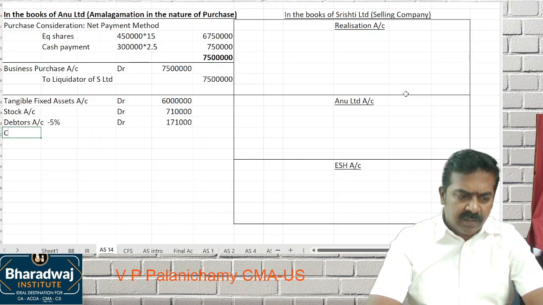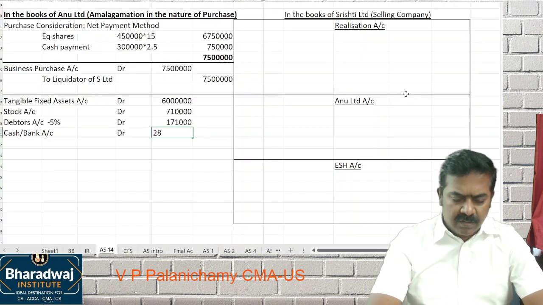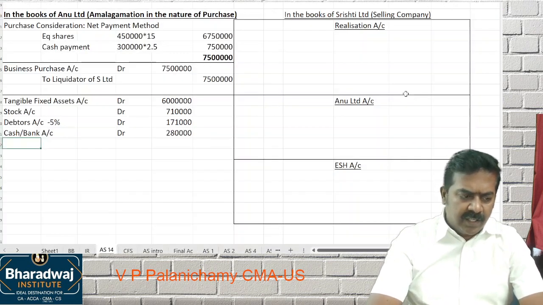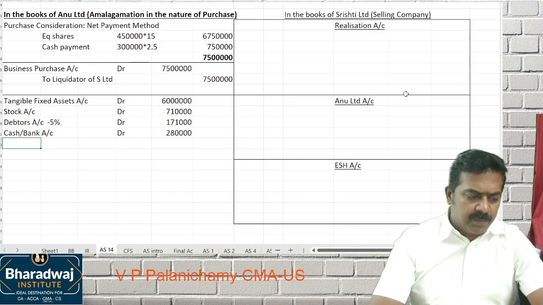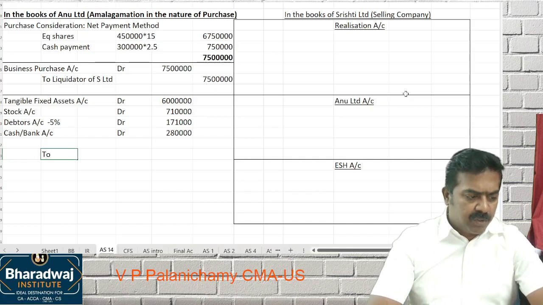Then cash or bank account debit. How much? 2,80,000. It is purchase. Will you take over preliminary expenses? If it would have been a merger, we would have taken preliminary expenses also. Leave a line gap, that may be goodwill or capital reserve. Then, what is the next thing?